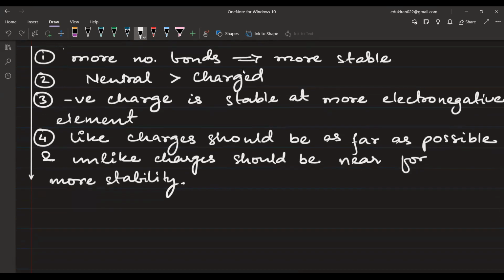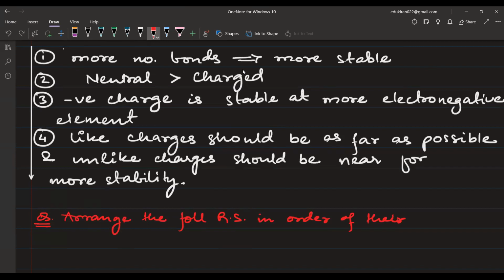And write a question. Arrange the following resonating structures in order of their stability.